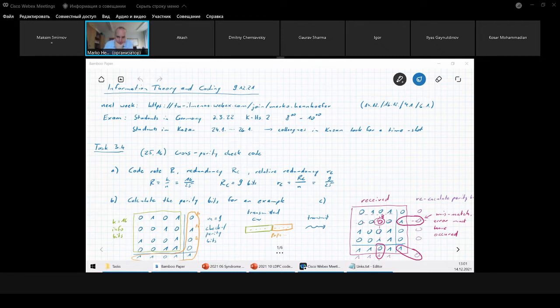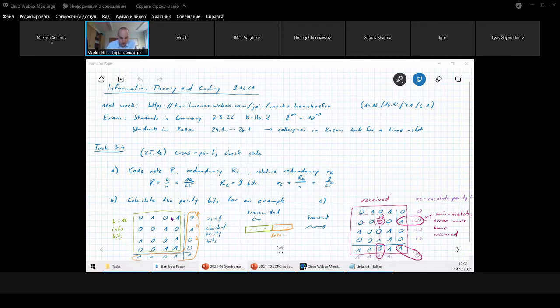Okay, so let's see what we did last time. We started by solving some tasks. A task related to the cross parity check code, which is also part of your homework, which you can solve. And this cross parity check code is quite easy to understand.